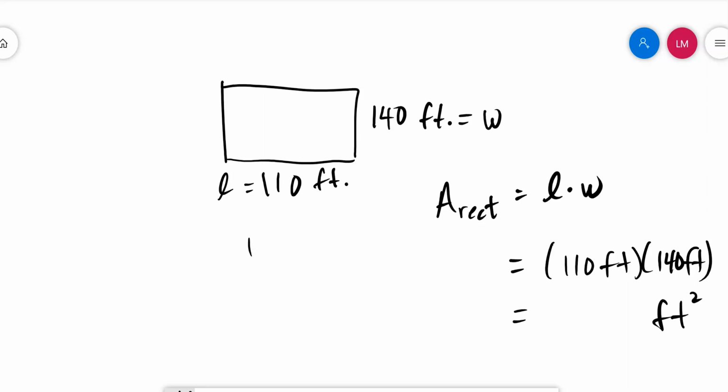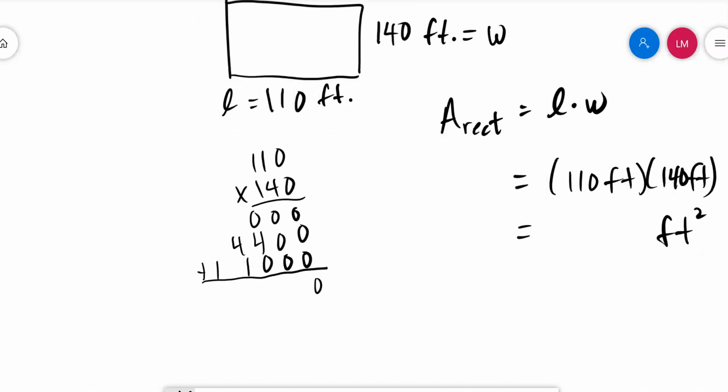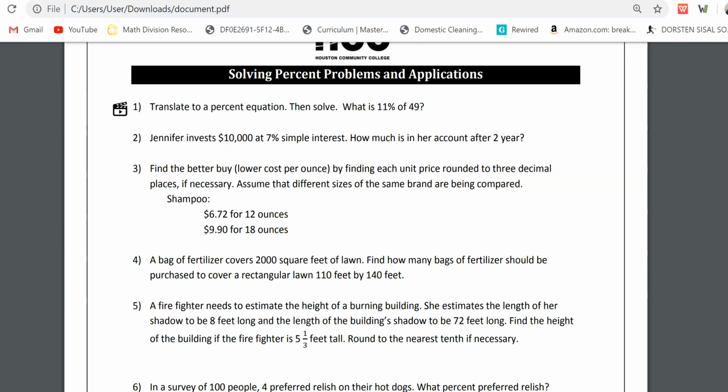Okay, so what's 110 times 140? We got 3 zeros, then a 4, 2 zeros, and then a 0, and then a 1 and a 1. All right, so let's look at our math here. So we got 15,400 square feet. It also says, and I'll stress that, that a bag of fertilizer covers 2,000.